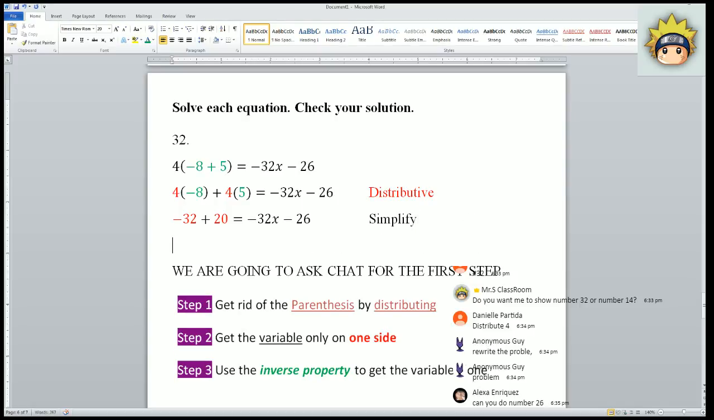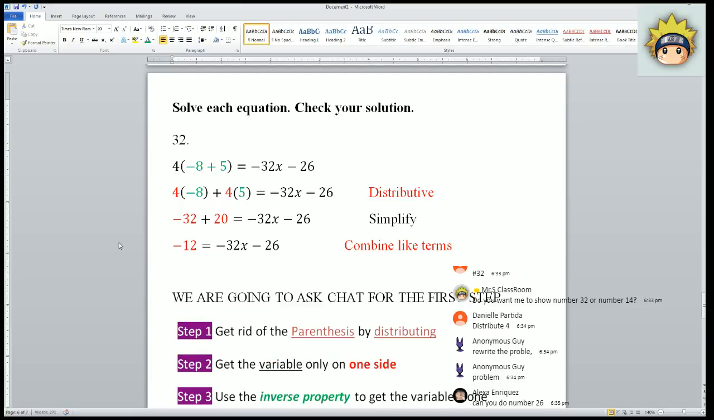Now what do I do? Combine like terms. My left hand side, after I combine like terms: negative 32 plus 20 should be negative 12. Okay? Did anything happen to the right hand side? There are no like terms on the right hand side. Hopefully you can see that.